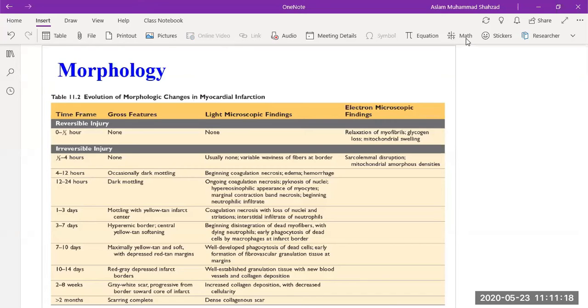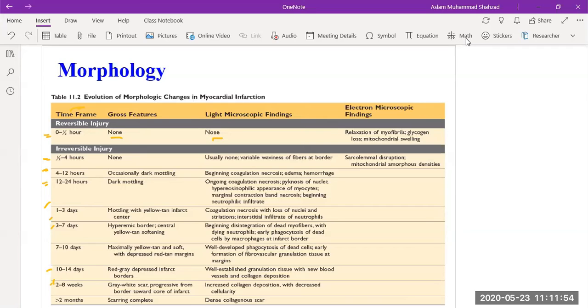The important thing you have to understand is the time frame: from half an hour to 4 hours, 4 to 12 hours, 12 to 24, and then days, weeks, and months. The gross features and microscopic features will be different with respect to time. Initially, at half an hour, the gross features are negligible, with no microscopic findings. But the electron microscope, which is more powerful, can show you the relaxation of the myofibrils.